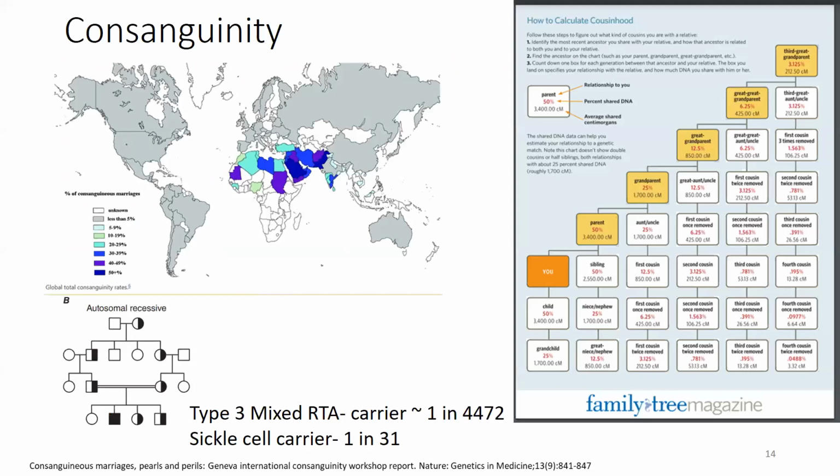So when you're talking about genetics, you'll keep hearing about consanguinity. So what is consanguinity and why is it important? Consanguinity is when you have marriage between people who share blood. And this is defined as people who are second degree cousins and closer.